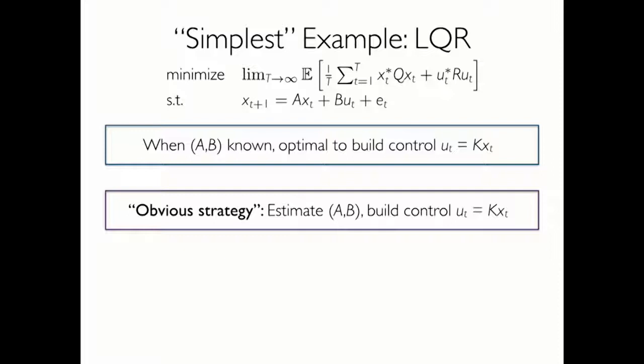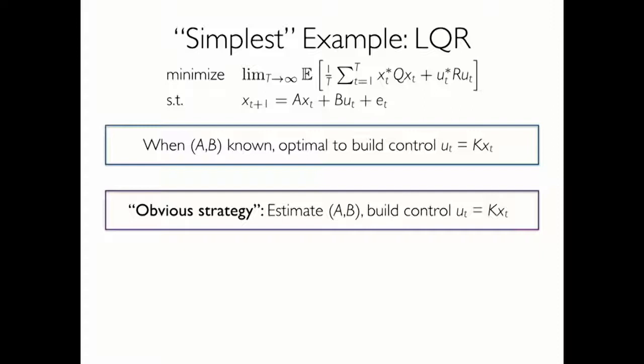In controls, this is called certainty equivalence. In statistics, this would be called the plug-in estimator. That seems like the obvious strategy, but perhaps rather than doing that one, let's try something more ambitious and say, well, you told me that the optimal control should be static and linear. Maybe I'll just try to fit that control directly from data.